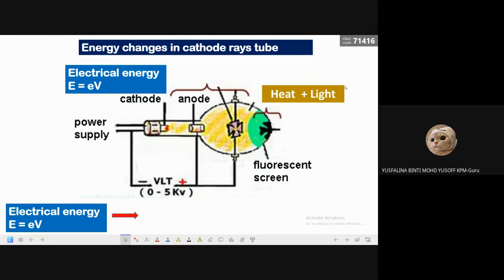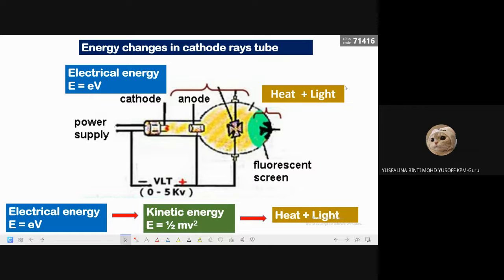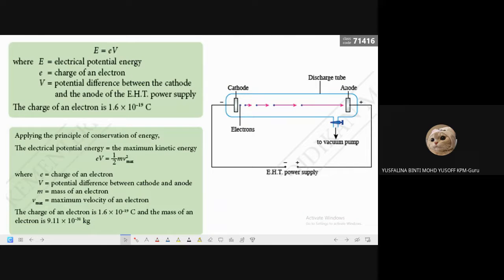So the electrical energy E is equal to eV. What is actually e? e is the charge of the electron. Then it goes to kinetic energy, then to heat and also light energy. So this is the formula.